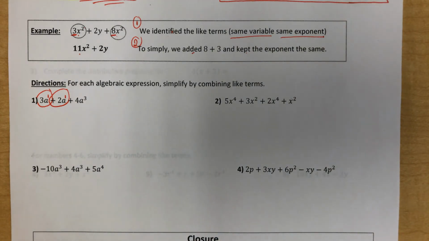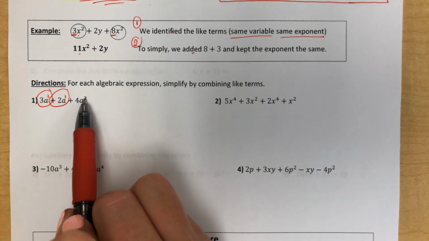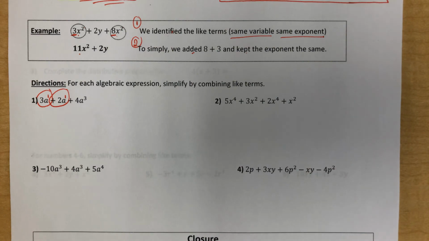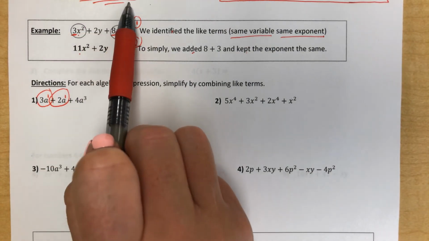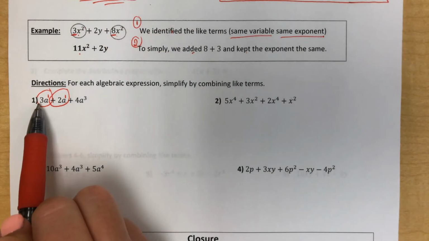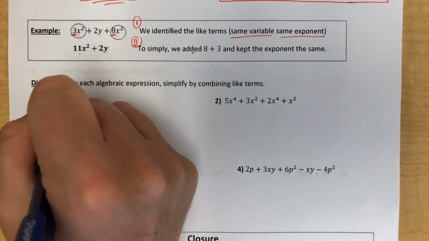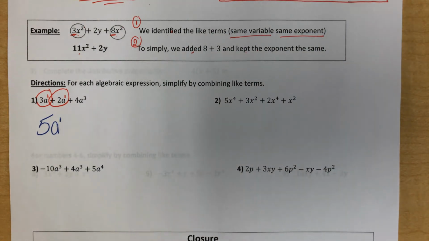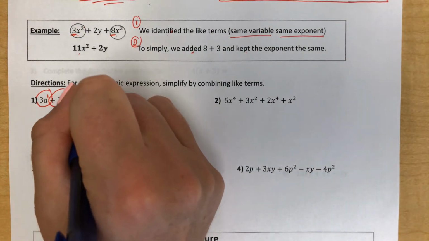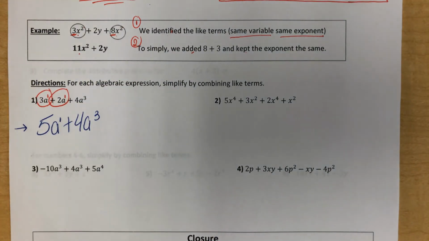And now I'm going to go ahead and start combining because he is not an a to the 1st, so it's not a like term, I just leave it alone. So now that I've identified, step 2 says I want to add those coefficients together. Okay, so 3 plus 2 is 5. So now I have a 5a to the 1st power. And then this 4a to the 3rd just drops down, he comes for the ride. And this would be my final answer for number 1.